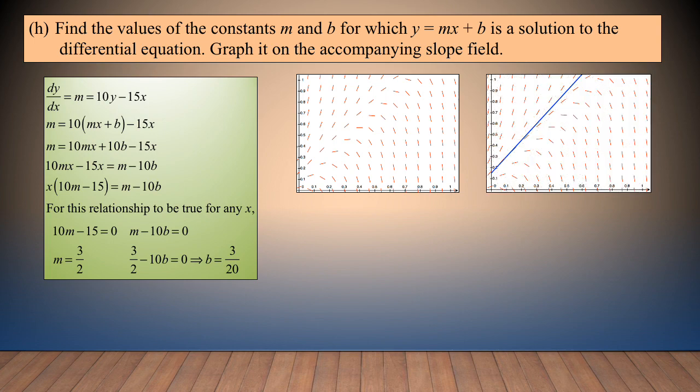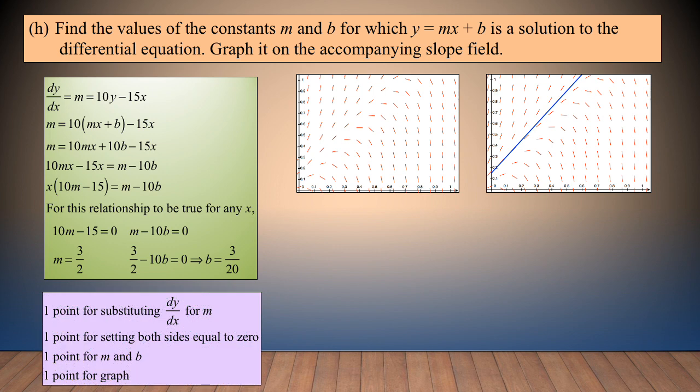So we graph the line y is equal to 3/2 x plus 3/20. 3/20 is equal to 0.15, and that would be the y-intercept. And we just simply need a line with slope 3/2 from there. And we can see that the line is graphed in blue. 4 points for this problem.